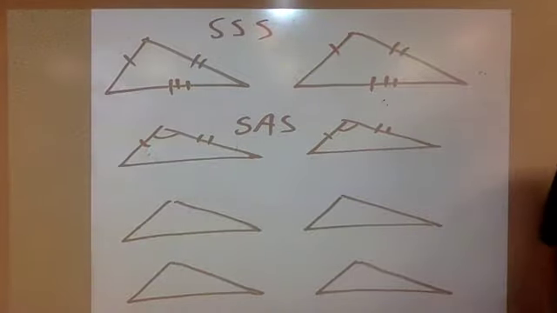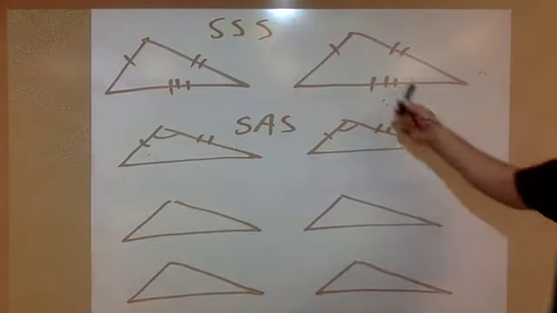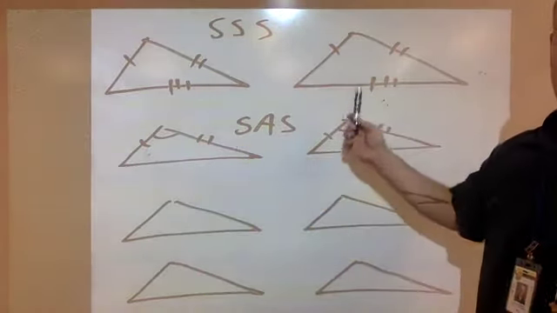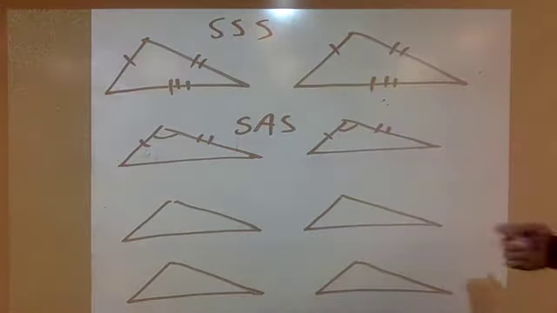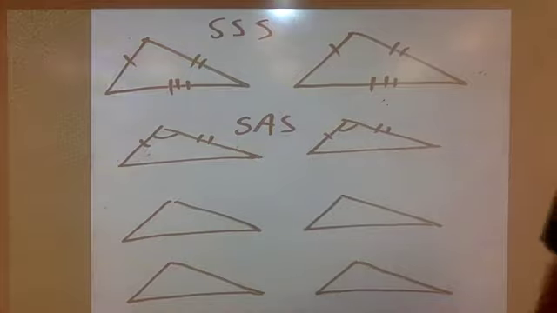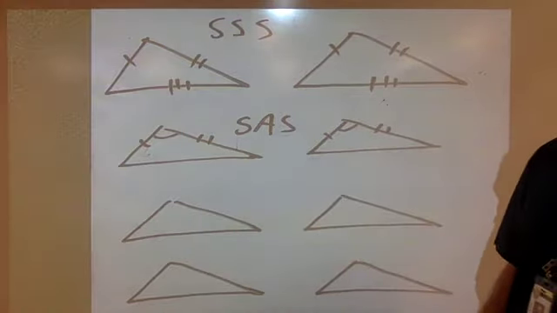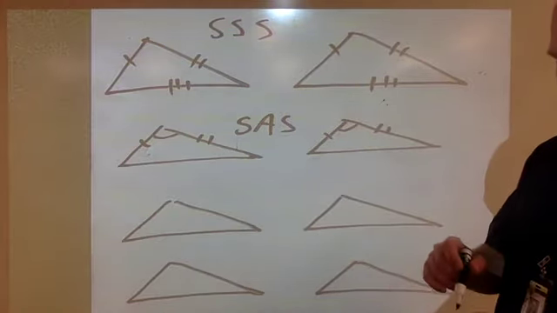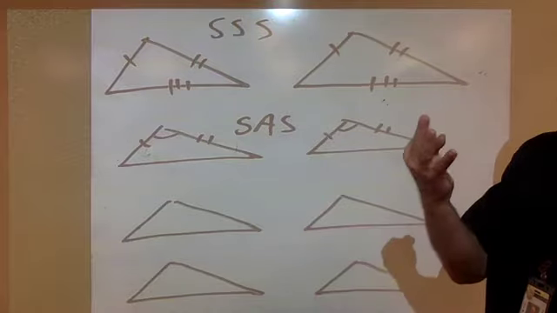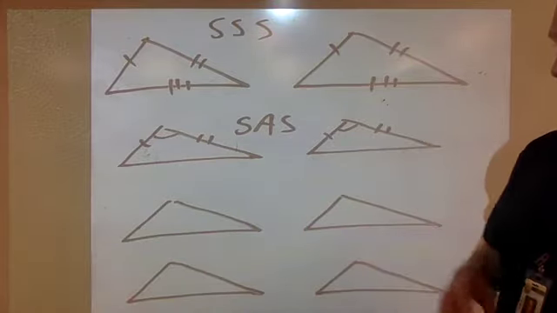Day two of triangle congruence. These first two here from day one, a little review. SSS and SAS. Remember, there's 6 parts to a triangle, 3 sides and 3 angles. To show the two triangles are identical or congruent to each other, you only need 3 of those 6 parts.